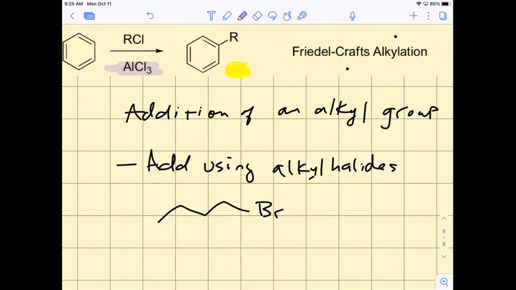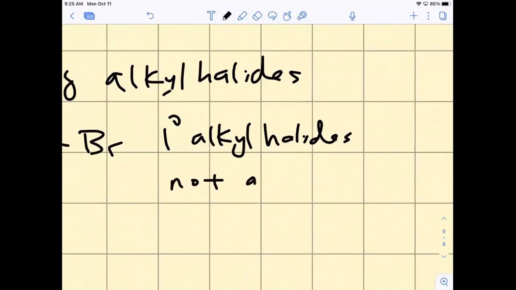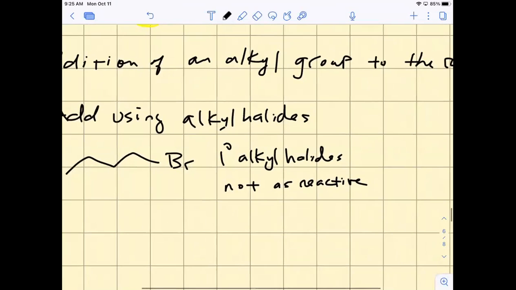The only difference is the activation step. In the activation step, you actually get a carbocation. So primary alkyl halides, they don't work as well simply because you do get a carbocation. I'll just say that they're not as reactive.